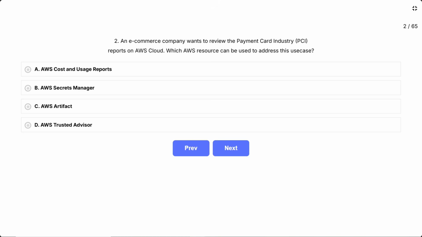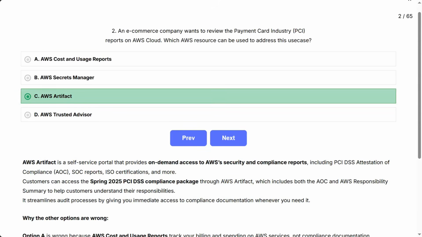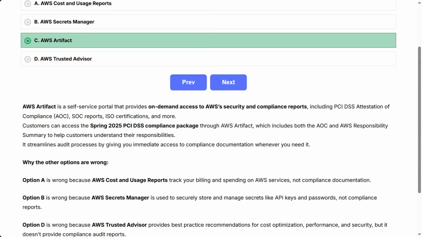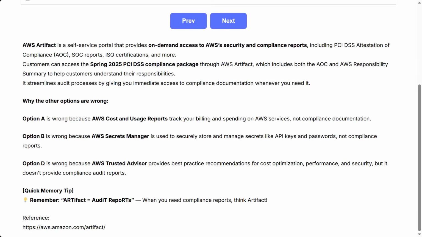The correct answer is C. AWS Artifact. AWS Artifact is a self-service portal that provides on-demand access to AWS's security and compliance reports, including PCI DSS Attestation of Compliance, AOC, SOC reports, ISO certifications, and more. Customers can access the Spring 2025 PCI DSS compliance package through AWS Artifact, which includes both the AOC and AWS responsibility summary to help customers understand their responsibilities. It streamlines audit processes by giving you immediate access to compliance documentation whenever you need it.